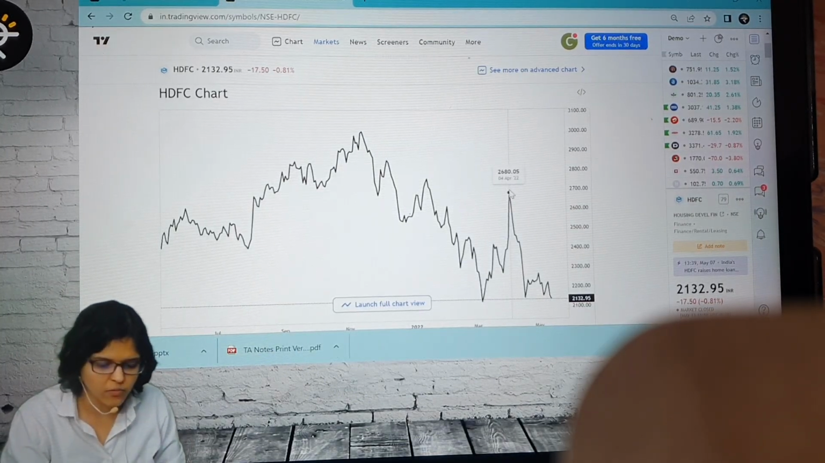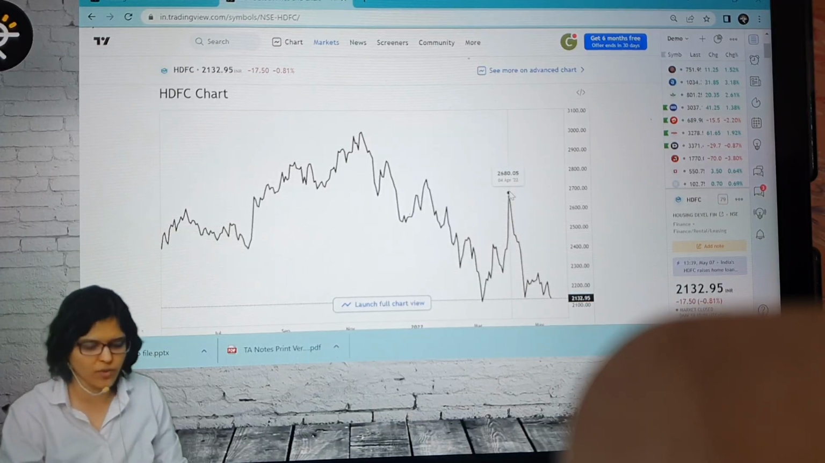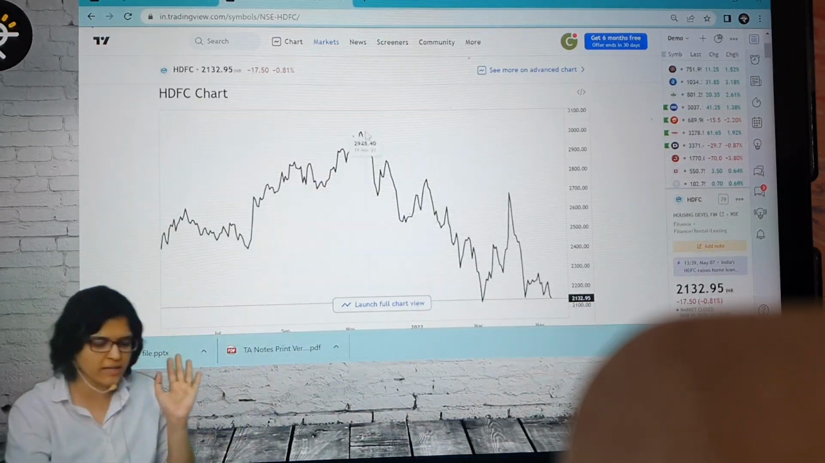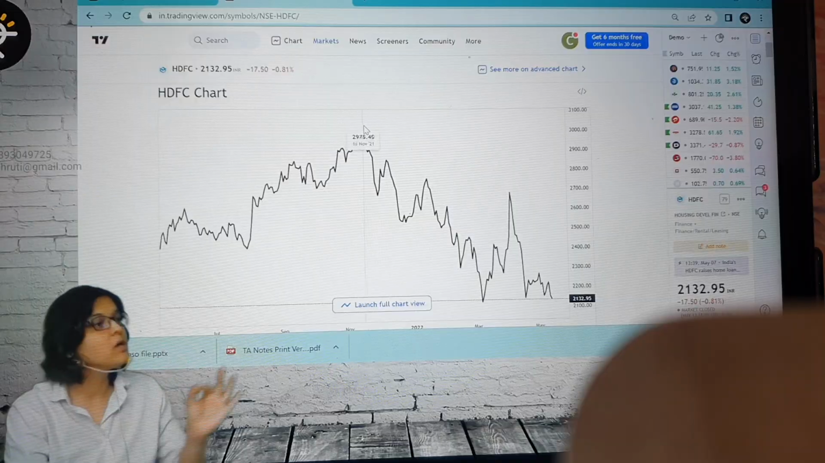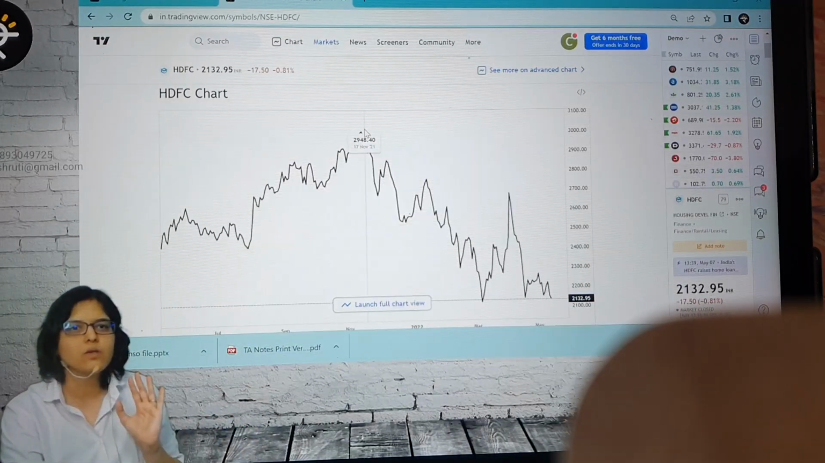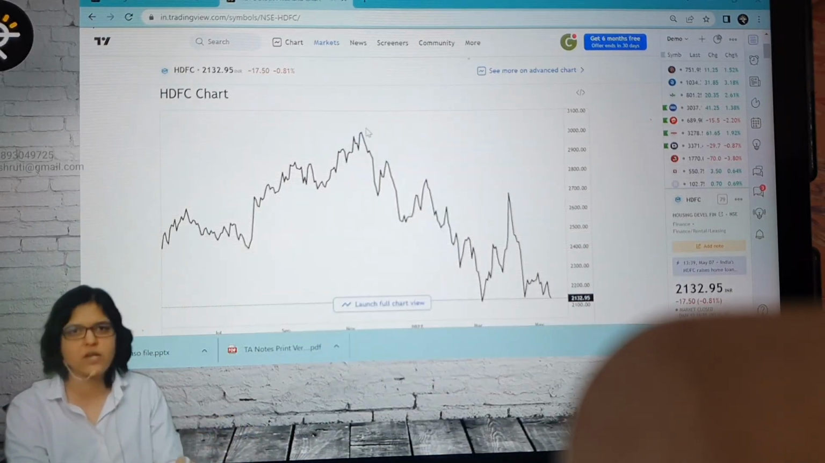I want an answer again. 4th April 2680.05. What is this? Closing price of HDFC on this date. One last. 16 November 2021 2975.45. What is this? Closing price of HDFC on that date. So what does a line chart show you? Closing price of that security, of that share, on that particular day.